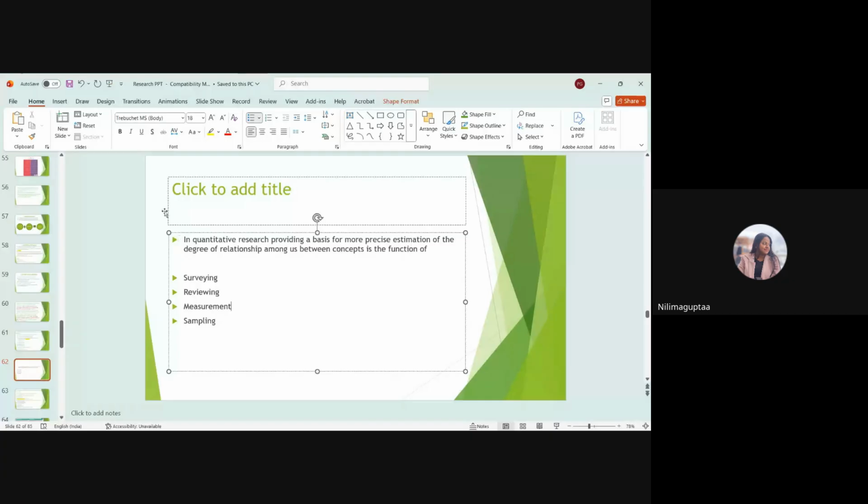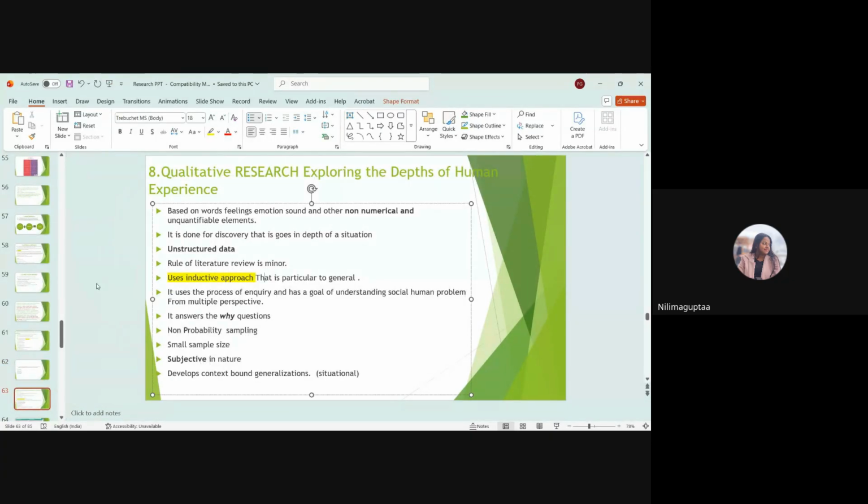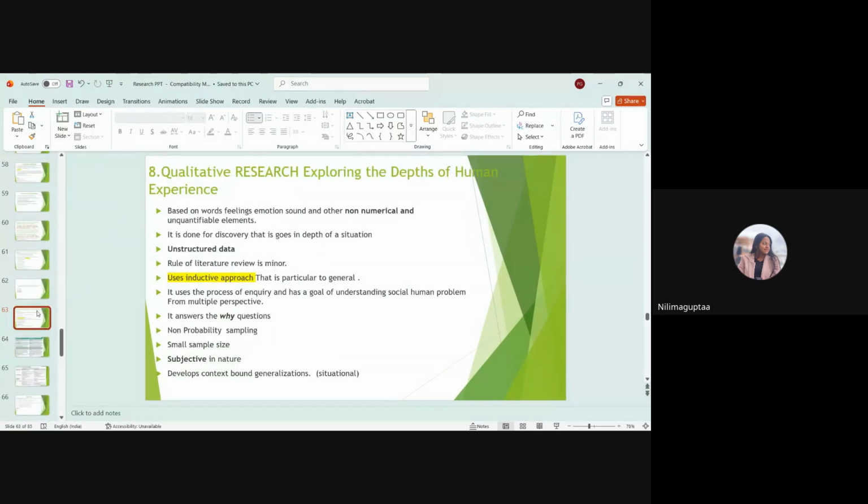Now there is another type of research that we have, which is qualitative research. Qualitative research is talking about the power of human behavior, the experience, exploring the human behavior. It's all about quality. It's non-numerical. It's not talking about any numbers, and it is unquantifiable. It's post-positivism. It talks about pleasure, pain, emotions, experience. It cannot be told in numbers.